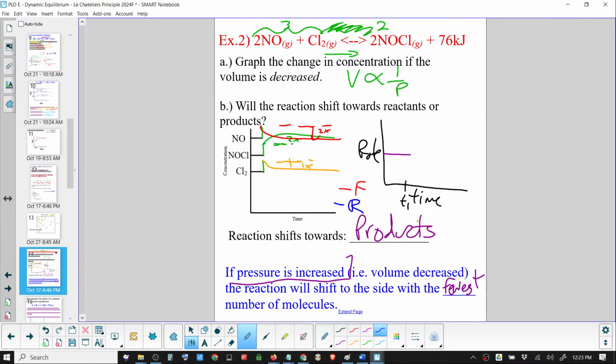And so the forward rate, which I mean red, spikes the most, and the reverse rate spikes the least. And then as it shifts, what happens to the forward rate? Goes down. And the reverse rate, as it receives more and more stuff, will slowly go up. And so you end up getting back to equilibrium over time when they are the same.